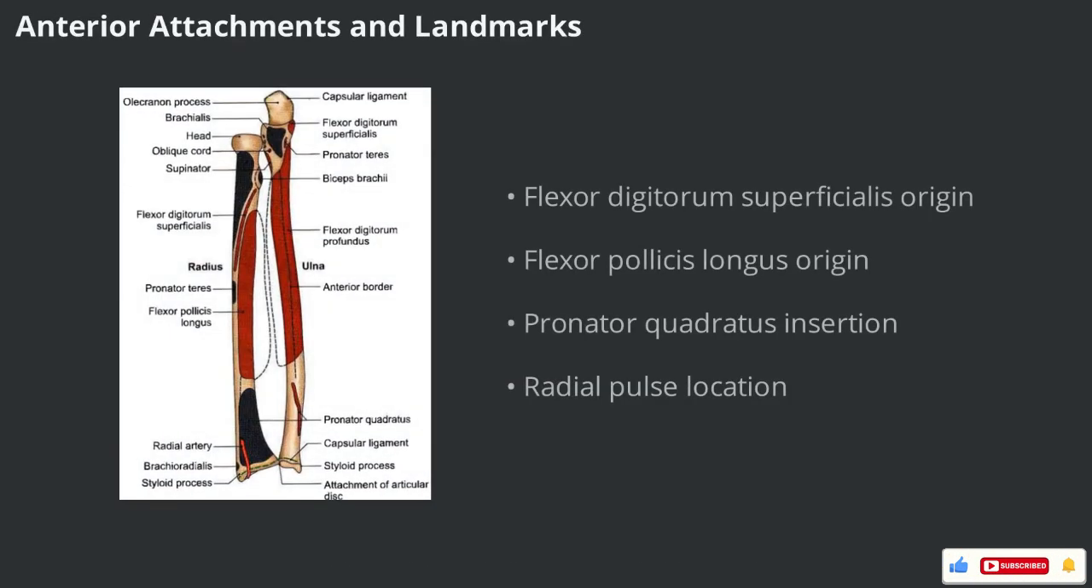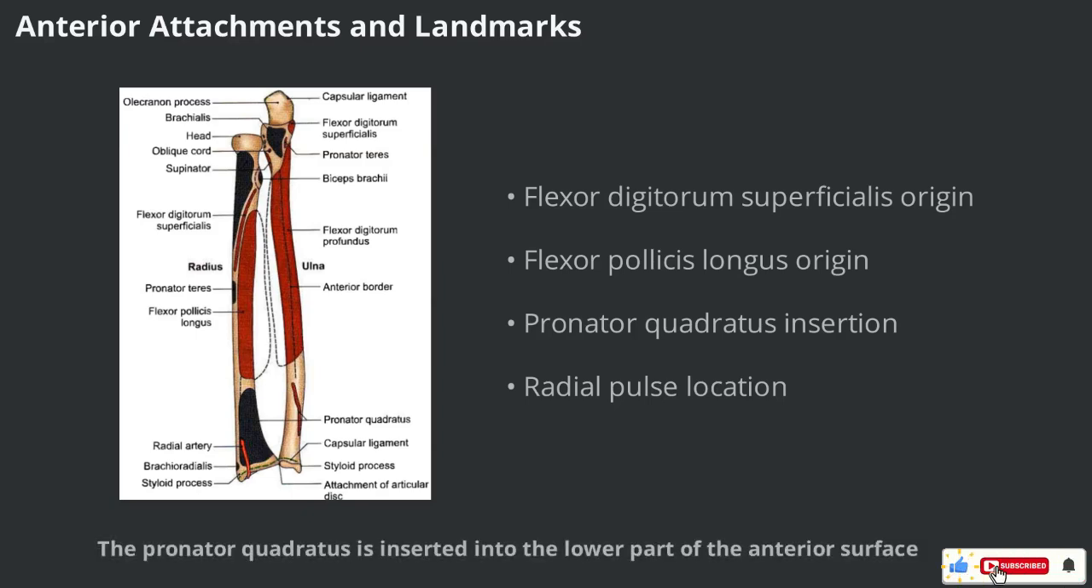On the anterior aspect of the radius, several key muscles and structures are attached. The flexor digitorum superficialis originates from the anterior oblique line and upper anterior border, while the flexor pollicis longus arises from the upper 2/3 of the anterior surface. The pronator quadratus is inserted into the lower part of the anterior surface, playing a role in pronation. The radial artery, palpable for the radial pulse, runs medial to the sharp anterior border. These features are important for both anatomical understanding and clinical practice.